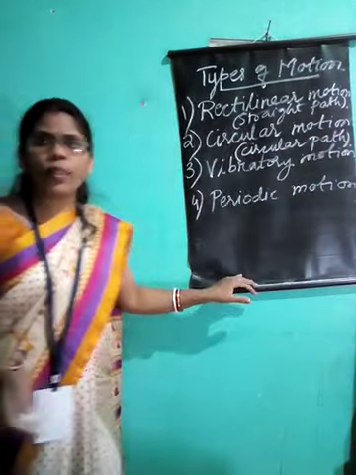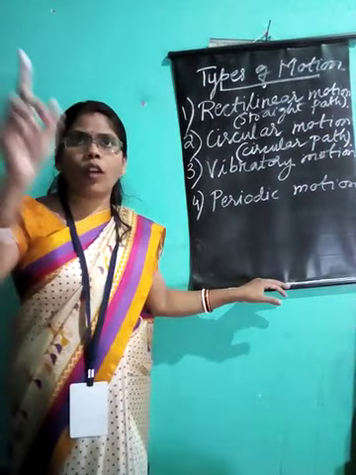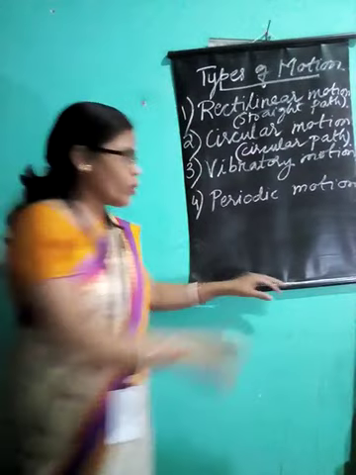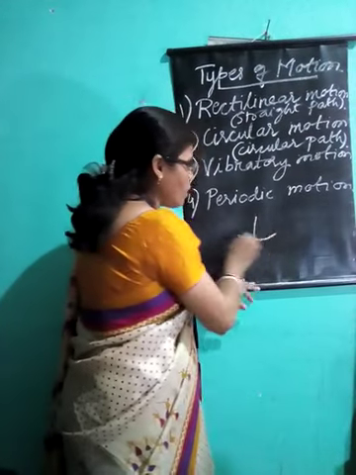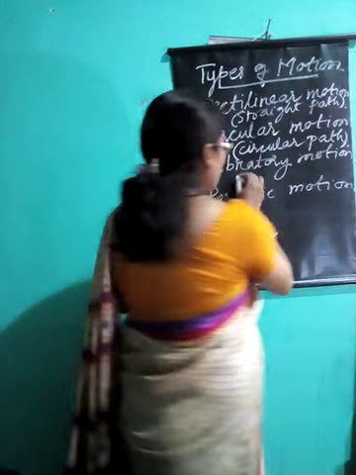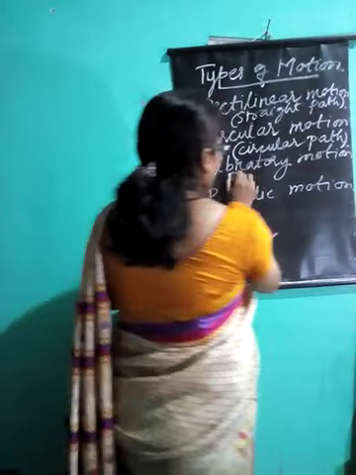Vibratory motion. What is vibratory motion? You have seen the pendulum of the clock. This way, moving to and fro. Here and then here, back and forth. So this is vibratory motion. To and fro motion is called vibratory motion.